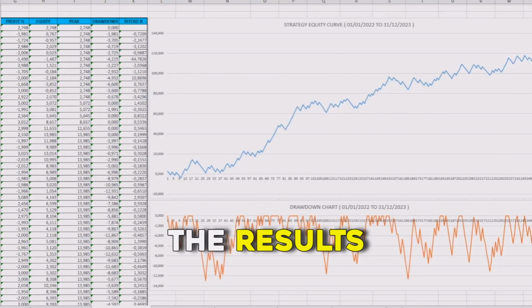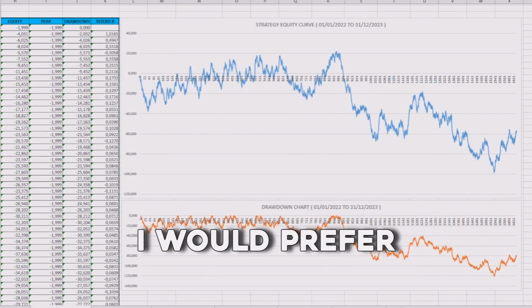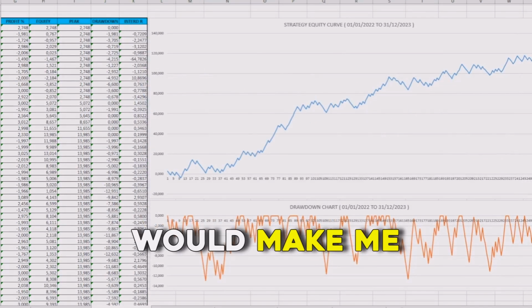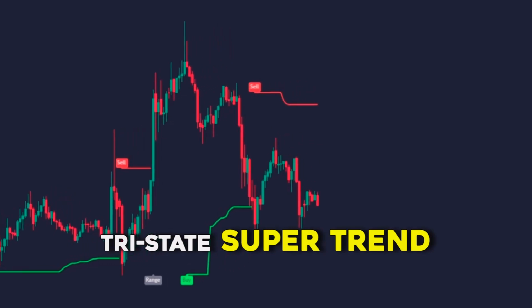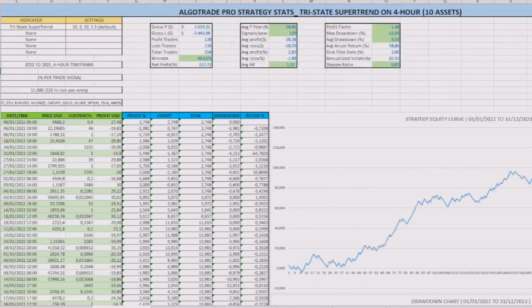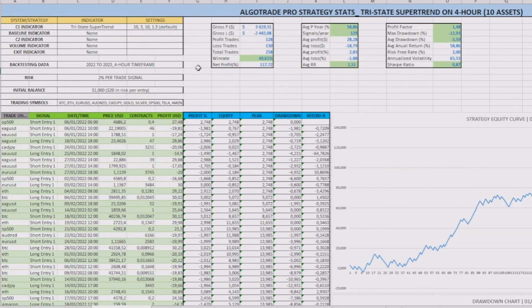So, although the results in this time frame are very good, I would prefer to see results more balanced in both time frames, as this will make me more certain that the Tri-State SuperTrend is a stable indicator. But before we move on to conclusions, let's go back to TradingView to analyze the next indicator.